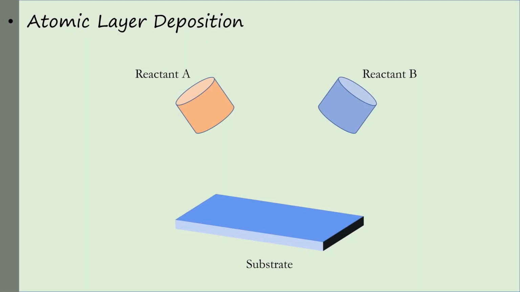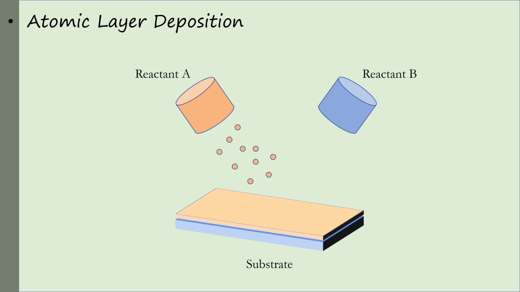Atomic layer deposition or ALD is a thin film growth technique that allows precise control of film thickness at the atomic level. In an ALD cycle, first reactant A is introduced, which binds to the substrate surface. It is then purged and then reactant B is introduced in the chamber, which then reacts with the adsorbed reactant A. This process is then repeated many times to achieve the desired value of thickness.